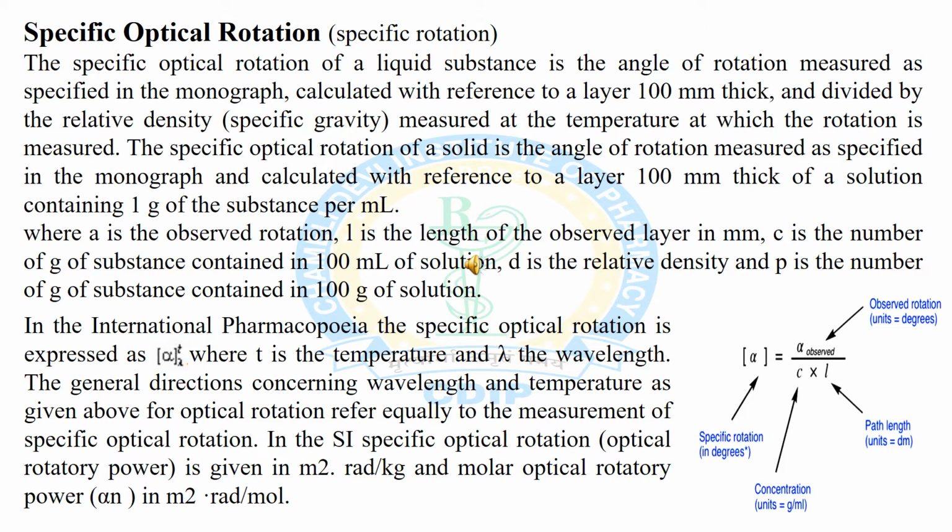As shown in the formula, the specific optical rotation is expressed as alpha equals A upon C into L, where A is the observed rotation, L is the length of the observed layer in mm, C is the number of grams of substance in 100 ml, D is the relative density, and P is the number of grams of substance contained in 100 grams of solution.